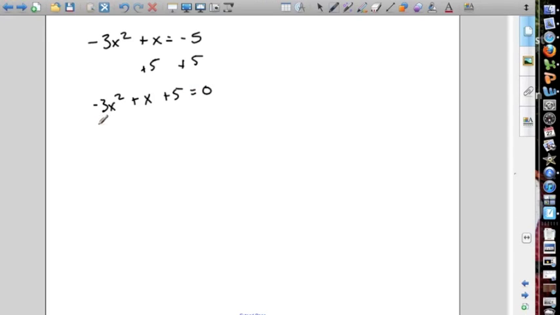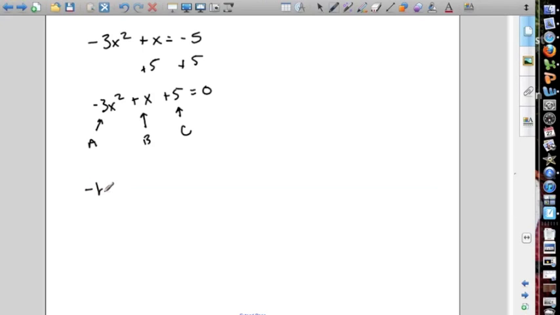Notice that this is my a right here. The b is the number that's being multiplied by x. If there aren't any x's on there, then your b is just 0. If there aren't any numbers that are all by themselves for whatever reason, then c is just 0. The only number that can't be 0 is the a. The reason the a can't be 0 is if the a is 0, then we don't have a quadratic equation. And if we don't have a quadratic equation, we can't use the quadratic formula.